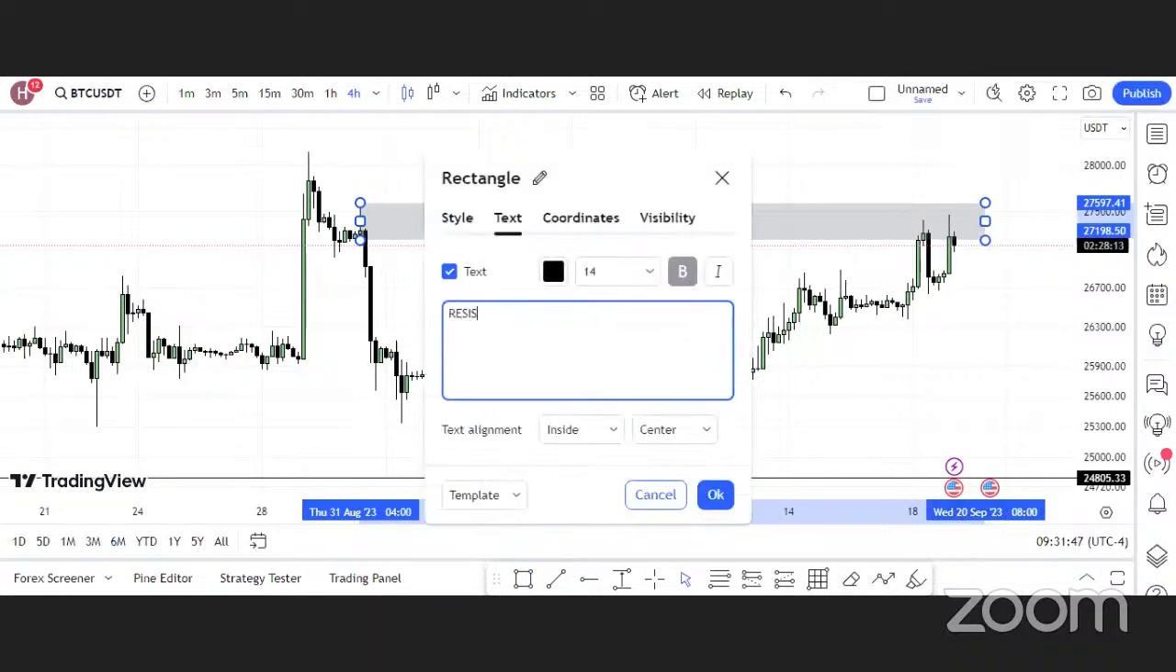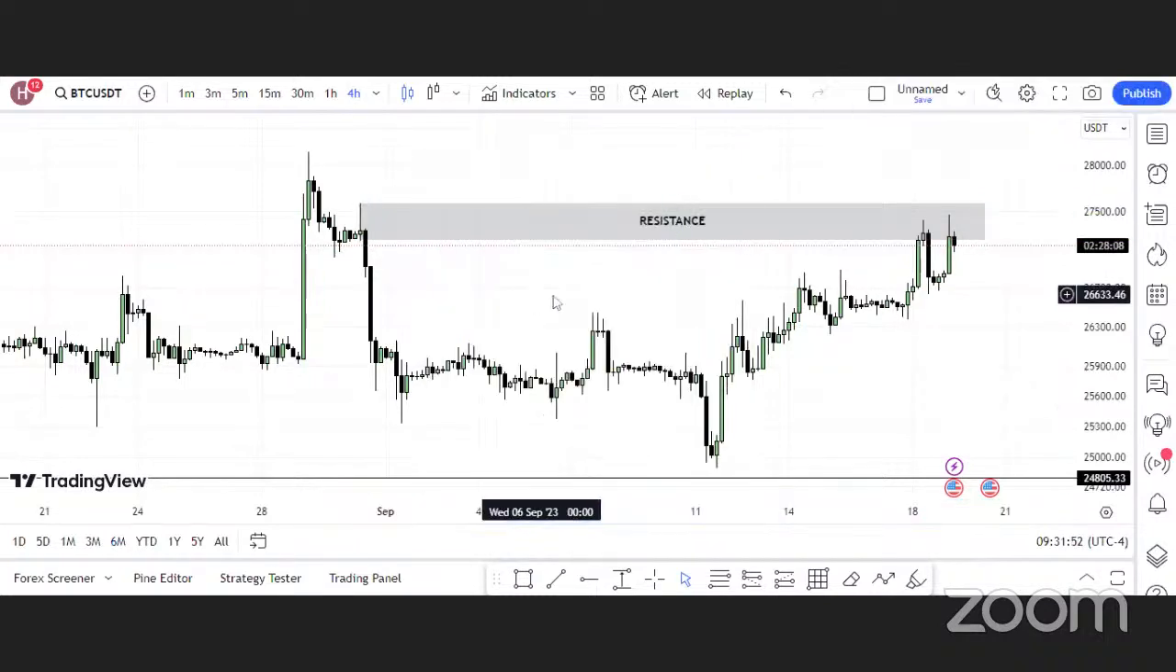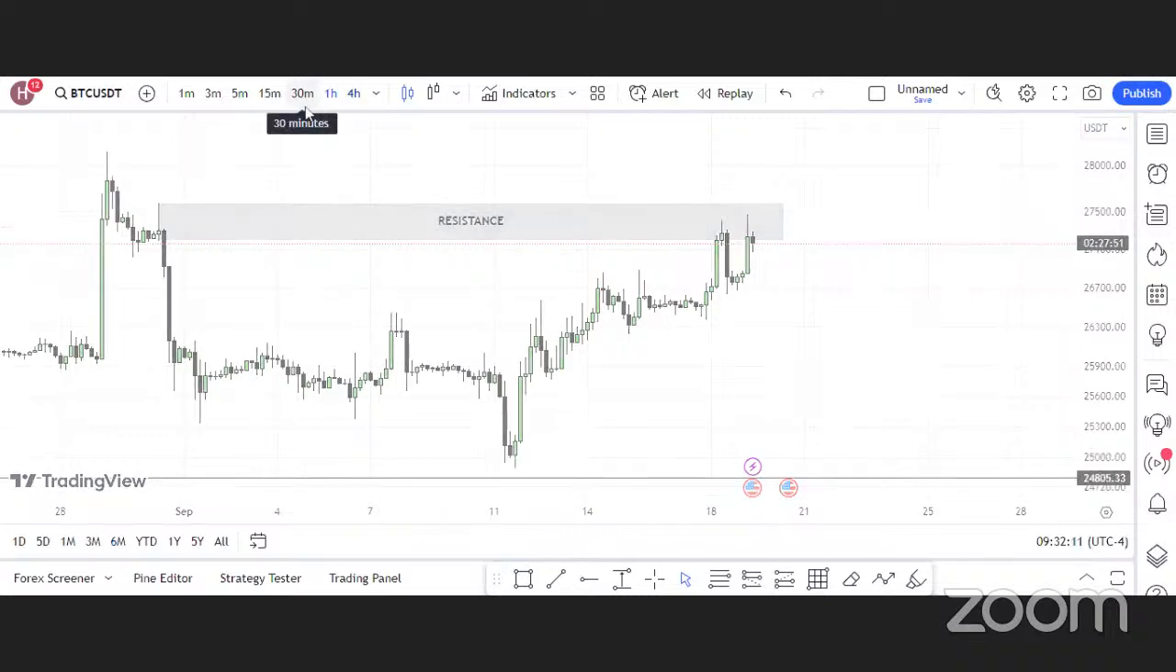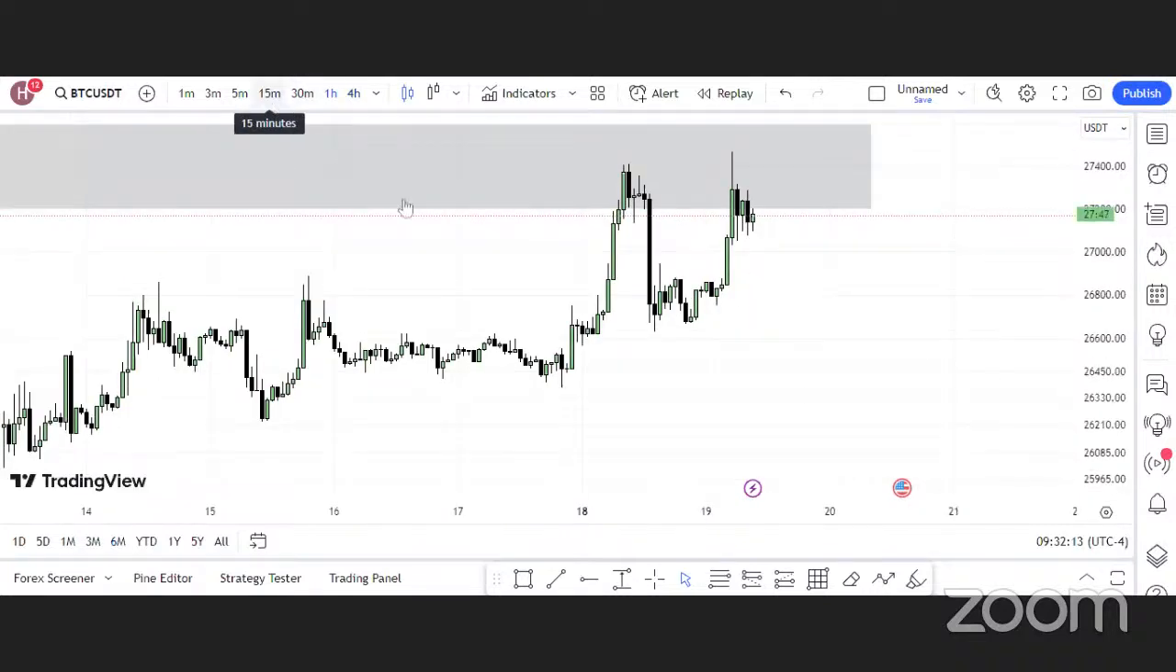So my resistance is lying around there. Fortunately for us, the current price is on our resistance zone. So let's go to the lower time frame and see what is going on there, and see if we can actually get a sell entry.